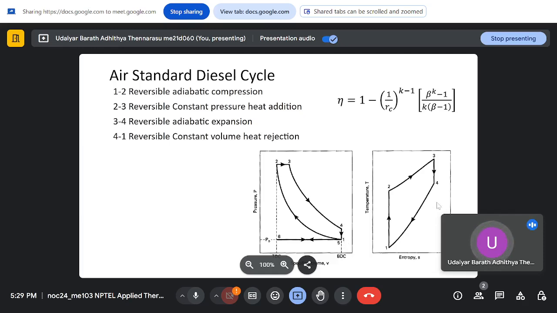And the same is shown in a TS diagram. So for this, the efficiency is given as this. So same expression as your Otto cycle, with an additional term: 1 by r raised to gamma minus 1, times beta raised to power k minus gamma by minus 1 divided by gamma to beta minus 1. So this is your volume V2 by V3.